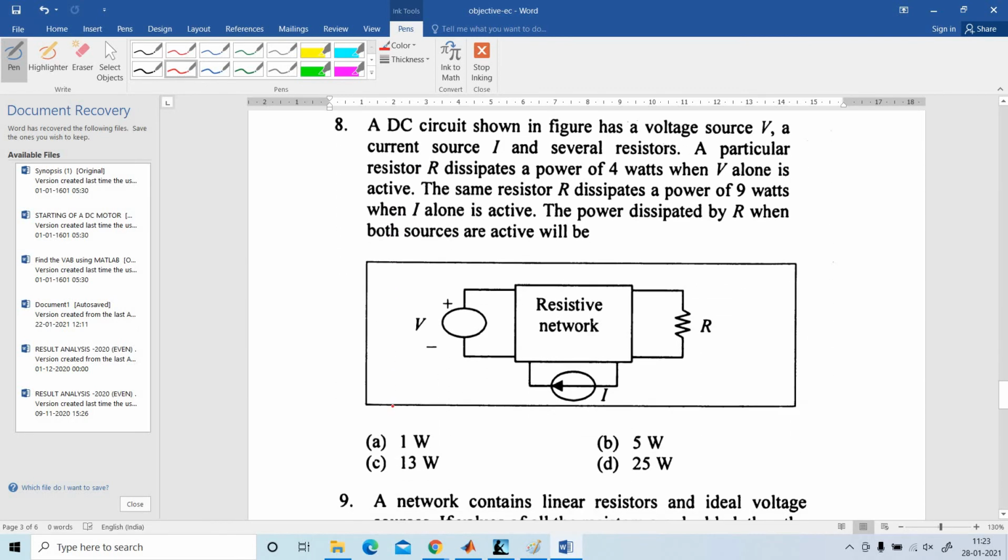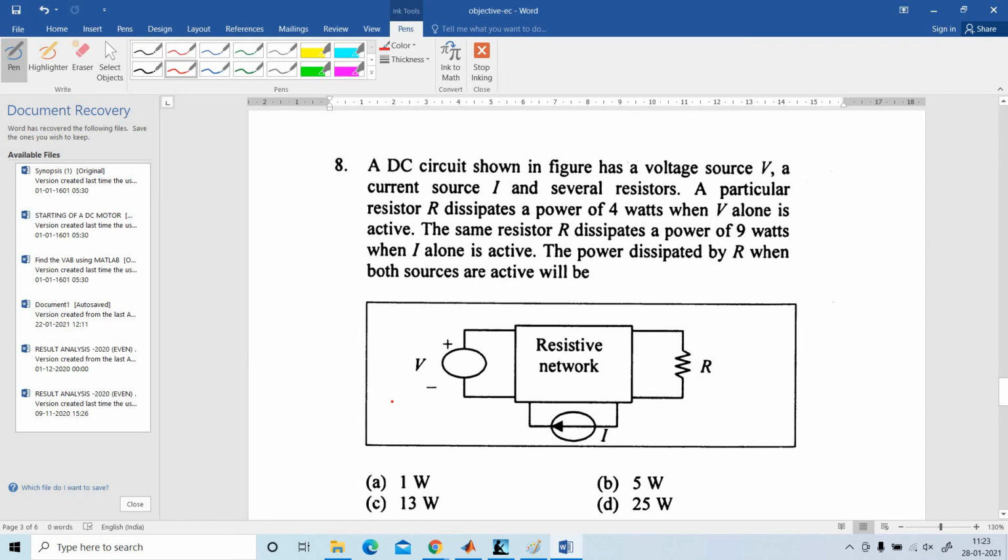And next problem. A DC network in figure has a voltage source V, a current source I, and several resistors. A particular resistor R dissipates the power of 4 watt when V alone is active. The same resistor R dissipates the power of 9 watts when I alone is active. Power dissipated by R when both the sources are active will be. So this is superposition theorem. So first V alone active and the power is 4.